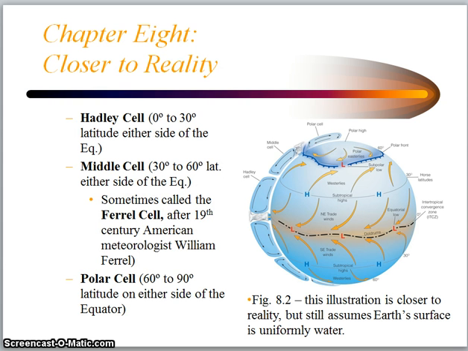In honor of Hadley's big idea, meteorologists have named the Hadley cell the cell of circulation from 0 to 30 degrees north and south latitude, either side of the equator. The middle cell is where we live. That's between 30 degrees and 60 degrees latitude on either side of the equator, north and south. Sometimes it's called the Ferrel cell, after a 19th century American meteorologist by the name of William Ferrel. No, not the actor, not Ron Burgundy from Anchorman, okay, different guy. And then there's the polar cell, 60 degrees to 90 degrees latitude on either side of the equator, which is self-explanatory. So it's a 3-cell circulation, which is much closer to reality.